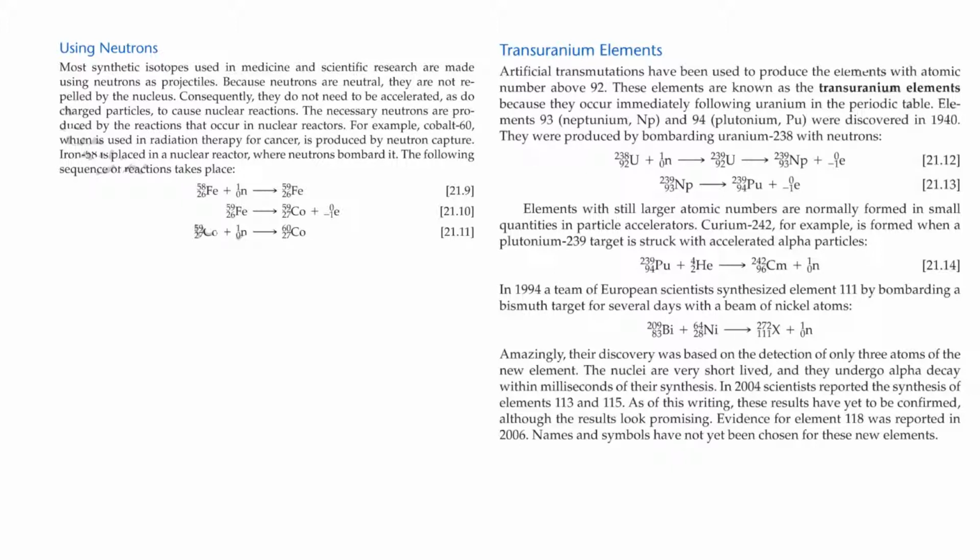In 1994, a team of European scientists synthesized element 111 by bombarding a bismuth target for several days with a beam of nickel atoms. Amazingly, their discovery was based upon the detection of only 3 atoms of the new element. The nuclei are very short-lived and undergo alpha decay within milliseconds after synthesis. In 2004, scientists reported the synthesis of elements 113 and 115. As of this writing, the result is yet to be confirmed, although it looks promising. Evidence for element 118 was reported in 2006. Names and symbols have not yet been chosen for these new elements.